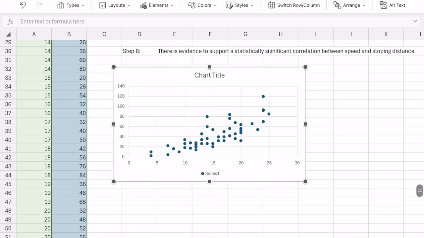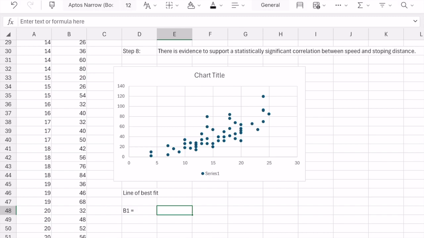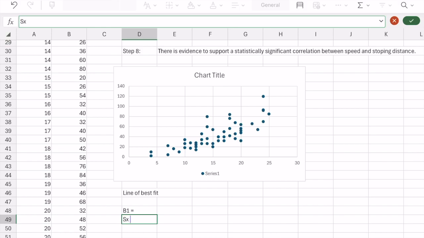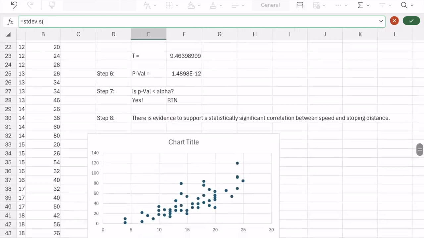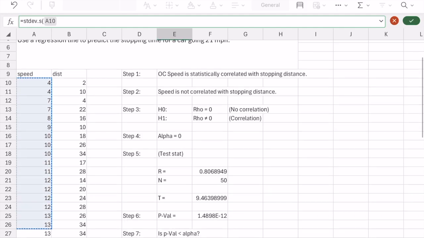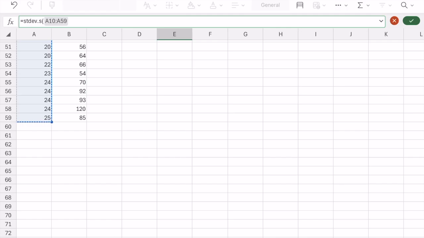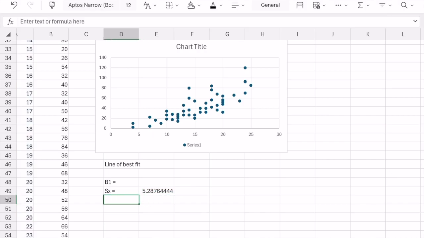Now I'm going to find my line of best fit. Well, what I need is b1 first. And b1 is going to require sx, and that's going to be stdev.s of, now which do I want? I'm interested to know the stopping distance. Speed is easy enough to get, but what's difficult to know is my stopping distance and how long that's going to be. So my x value is going to be speed. There's my standard deviation for that one.